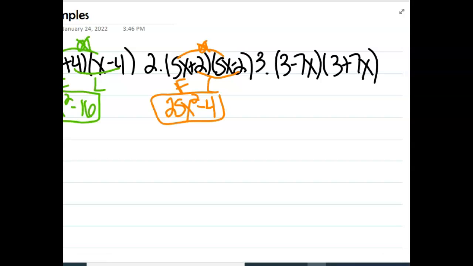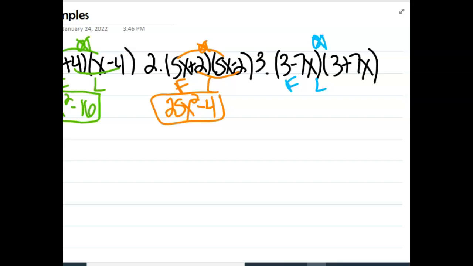Now, it kind of looks different, a little bit, because the number's first, variable second. But it doesn't really matter that it looks different. You have 3 and 7x, 3 and 7x. Adding in one, subtracting the other. I promise you, the O and the I are going to cancel out. You don't even have to check them. You just have to do the F and the L.